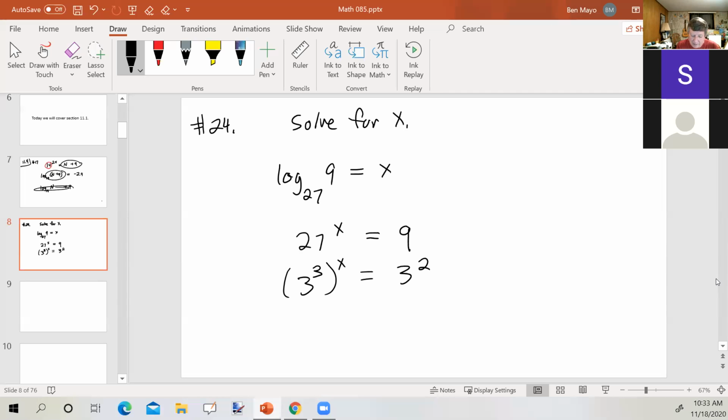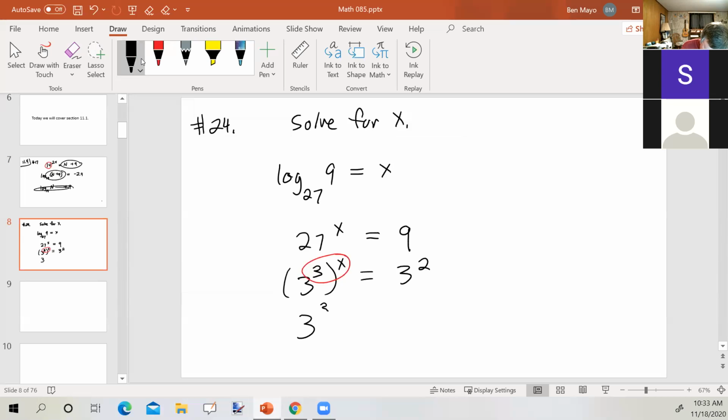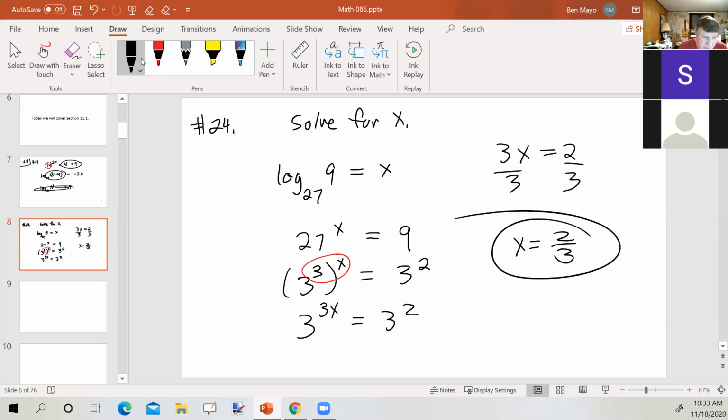Why would I want to do that? Well, then the next step I can do, a power raised to a power, you would multiply the exponents. So this becomes 3 to the 3x equals 3 squared. Now, since the bases are the same, the exponents are the same, which leads us to this. 3x equals 2 and x equals 2/3. Any questions about that problem before we go on?